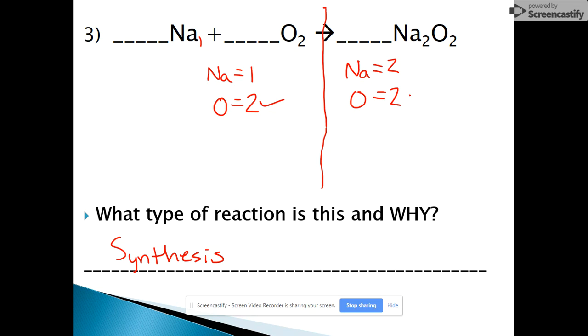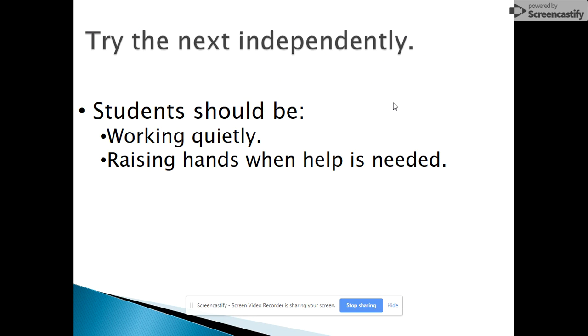Oxygens look good. We need to fix sodium, 2 on the right, so we need 2 on the left. So we're going to add a coefficient of 2. Gives us 2 Na's. Oxygen looks good, so that was a pretty easy one. Just needed to add 1 coefficient. Again, your goal is to make sure you have the same number of atoms on the left side as you do on the right side. So I would go ahead and pause the video and try the next 2 by yourself and then check them. And then I will explain them and you can see if you made any mistakes.